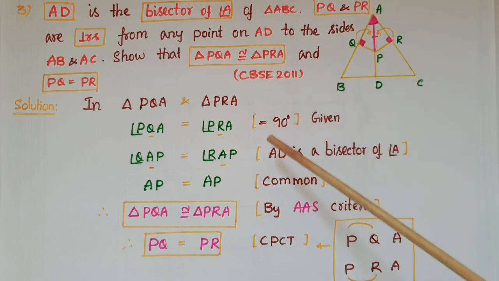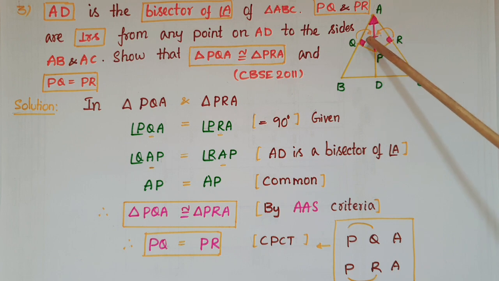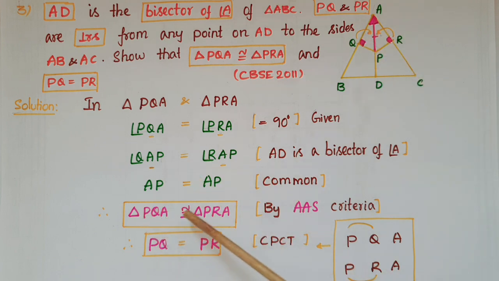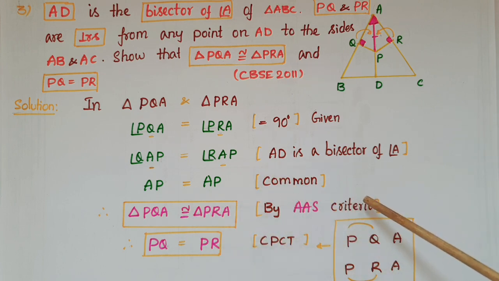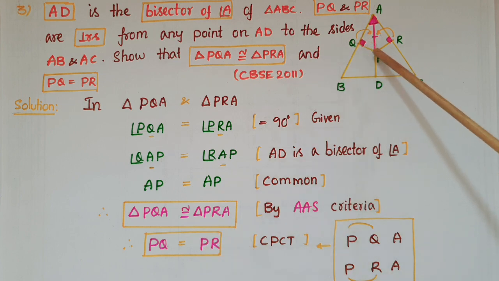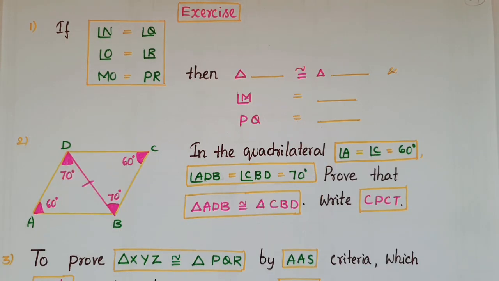So here angle side are equal of these two triangles. So we can say that triangle PQA is congruent to triangle PRA by AAS criteria. Once these two triangles are congruent, we can write PQ is equal to PR, that is corresponding part of congruent triangles. Now do this exercise.